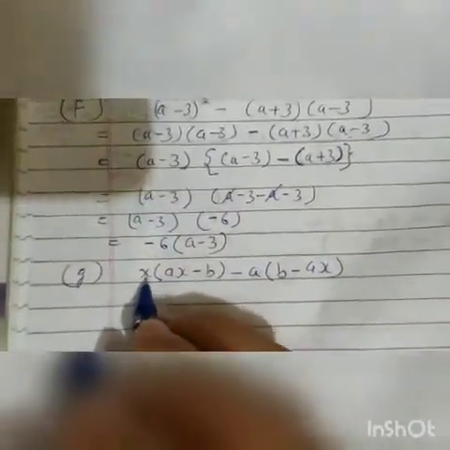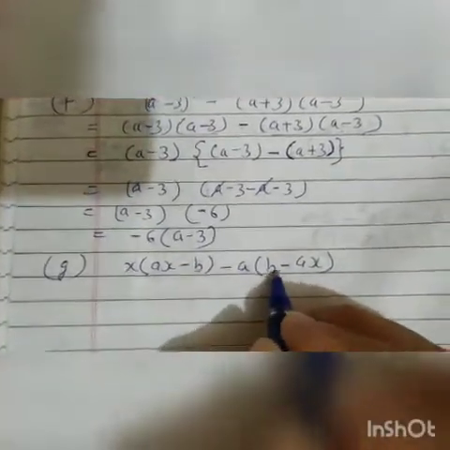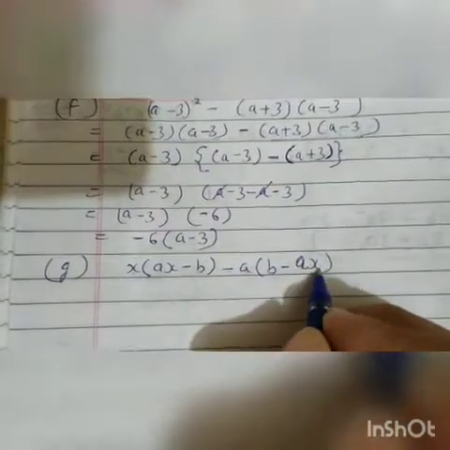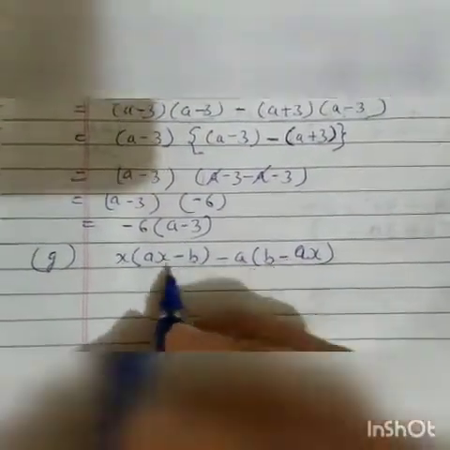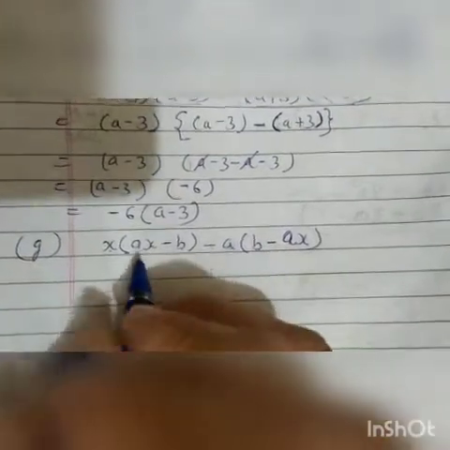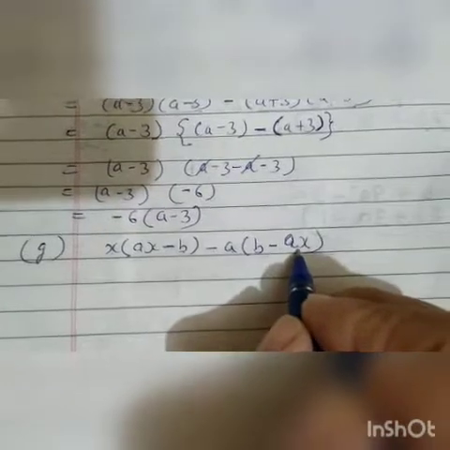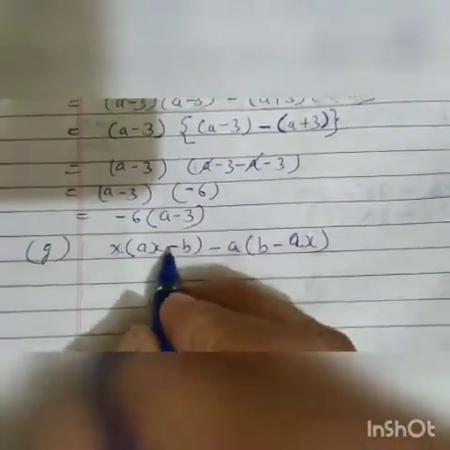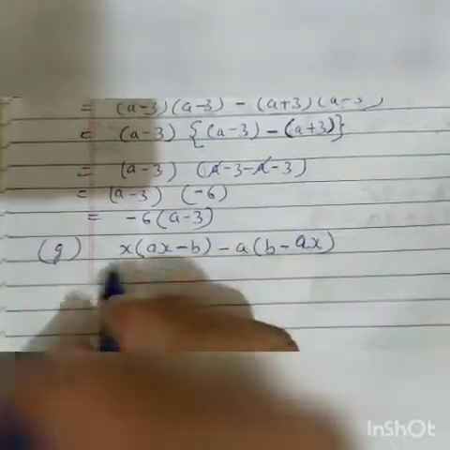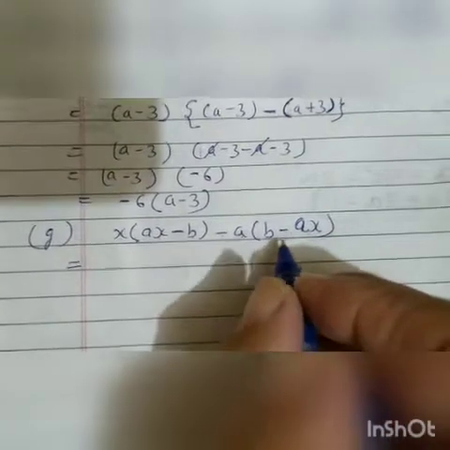G part. In G part the question is x(ax − b) − a(b − ax). If we observe these two brackets, this is ax minus b and this is b minus ax. Here ax is plus, there ax is minus; here b is minus, there b is plus. So first we will make both the brackets the same.